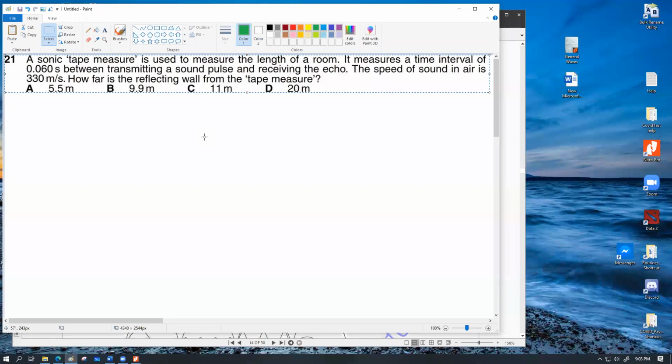It measures the time interval of 0.060 second between transmitting a sound pulse and receiving the echo. So you have to understand, in this case, the sound is not covering the distance once. It is going to the wall and getting reflected back to your pulse meter. So the distance is covered twice. So the equation for the speed of sound should be used as V equals 2D by T. এই জিনিসটাই ডিটেক্ট করার ব্যাপার. In this case, you cannot use V equals D by T because it is using the echo to measure the sound, which means reflection is involved.